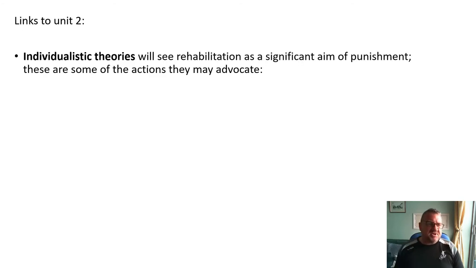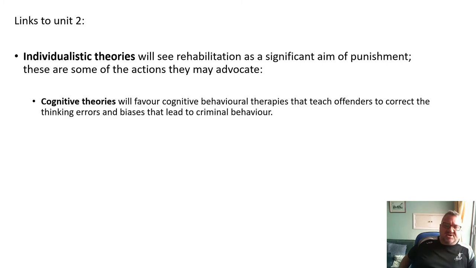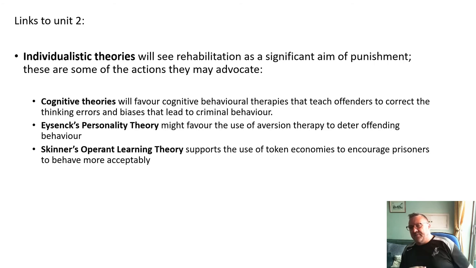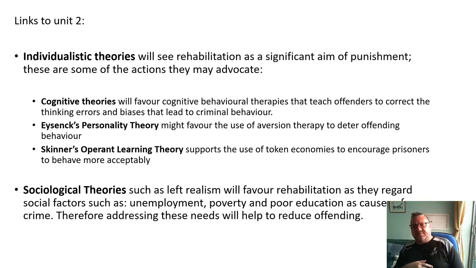How does this link to Unit 2? Well, individualistic theories will see rehabilitation as a significant aim of punishment. And they would advocate things like cognitive behavioural therapies. So cognitive theorists will say, let's do some cognitive behavioural therapy, teach offenders to correct the thinking errors and biases that lead to their criminal behaviour. Eysenck's personality theory might favour the use of aversion therapy to deter offending behaviour. Skinner's operant conditioning would support the use of token economies to encourage prisoners to behave more acceptably.